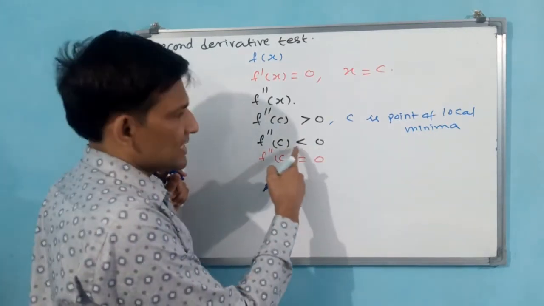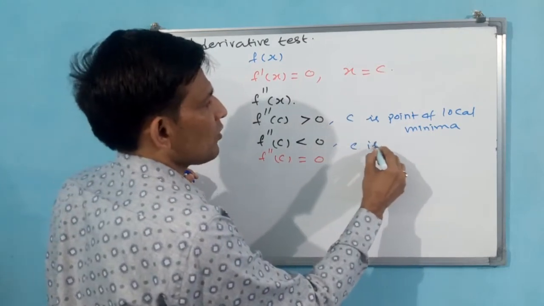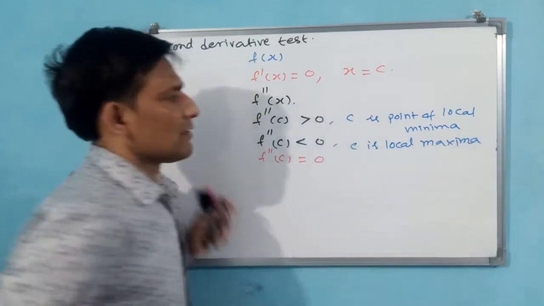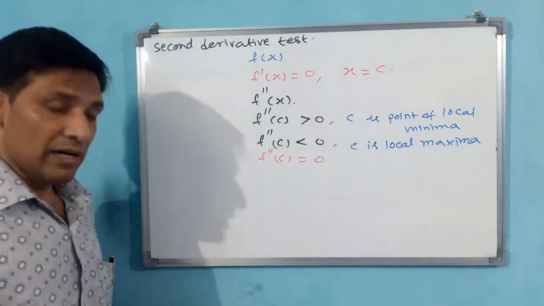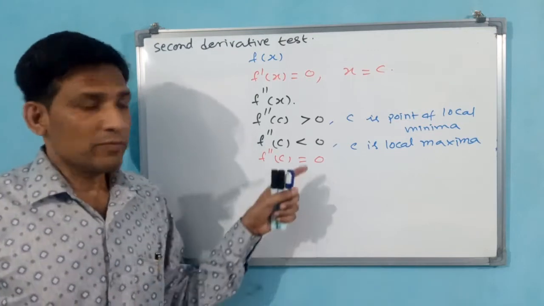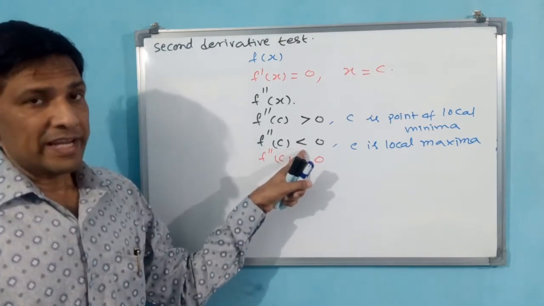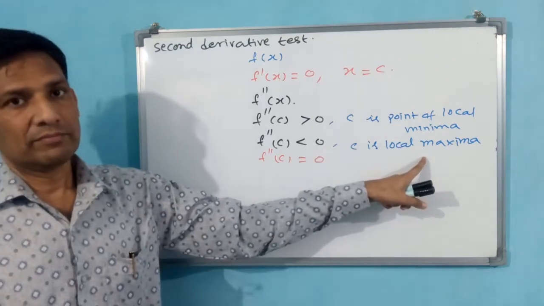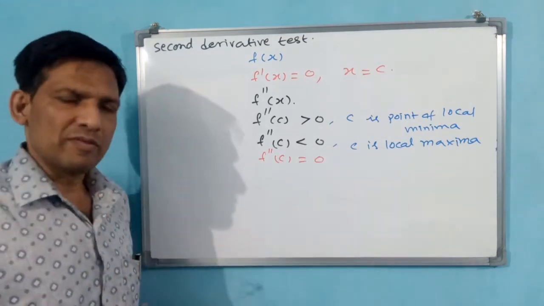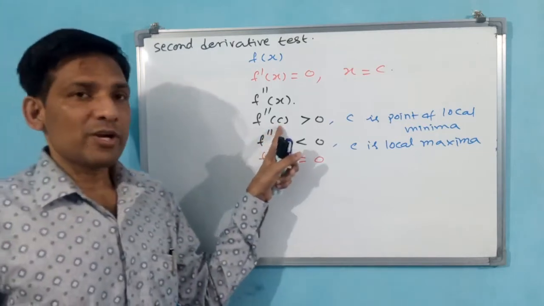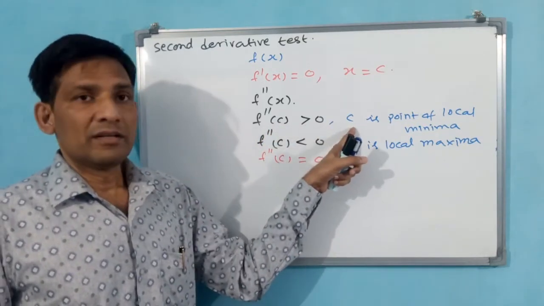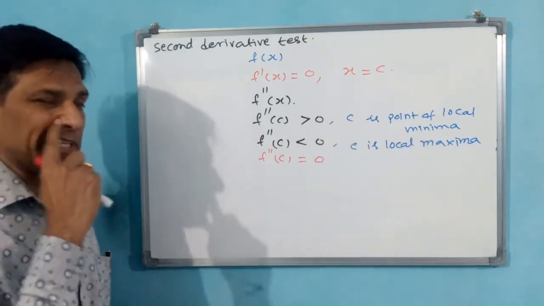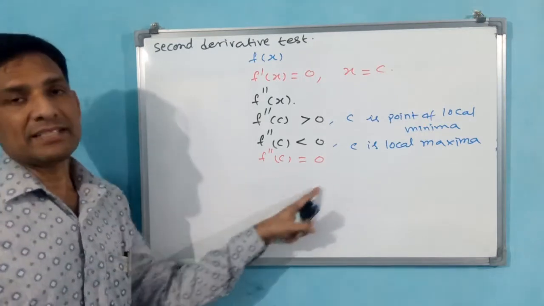If f double dash c is less than 0, then c is the point of local maxima. Understand carefully: if the second derivative comes less than 0, negative, then local maxima. Accordingly, you find the local maximum value. If the second derivative is greater than 0, then local minima, and accordingly the local minimum value; you substitute c. What if f double dash c is equal to 0?